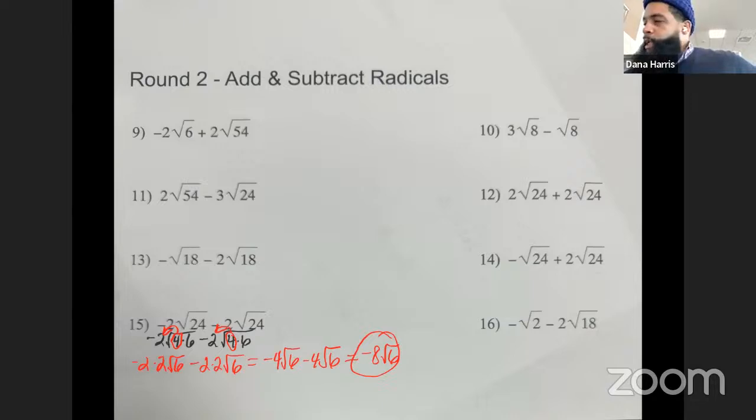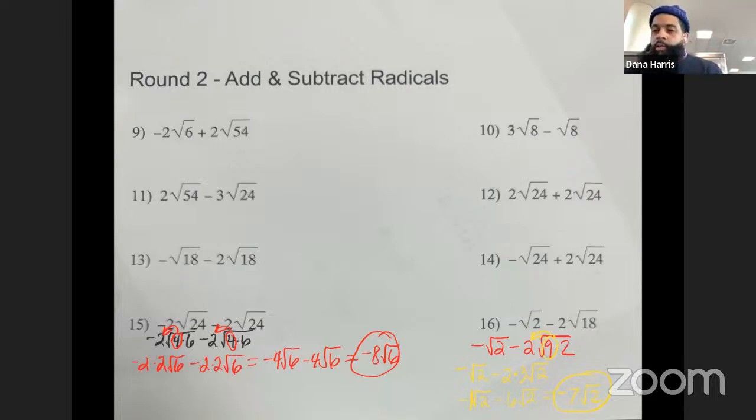Last but not least, I have negative square root of 2, can't do anything with that, minus 2 square root of 9 times 2, okay? So I'm going to take this 9, take the square root and multiply it by that. So I got negative square root of 2 minus 2 times 3 square root of 2. And this is negative square root of 2 minus 6 square root of 2, which equals, remember, this is a negative 1 here. So negative 1 minus 6 is negative 7 square root of 2. All right. So that is the first group.